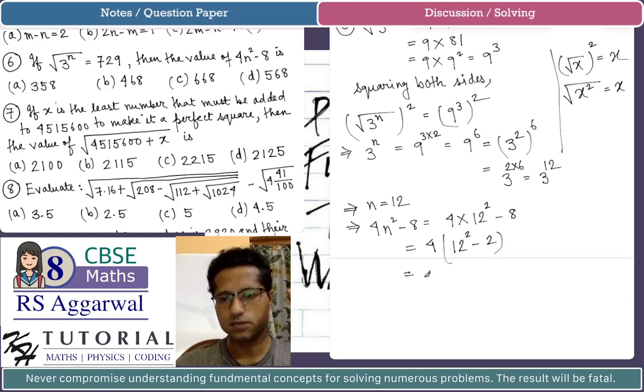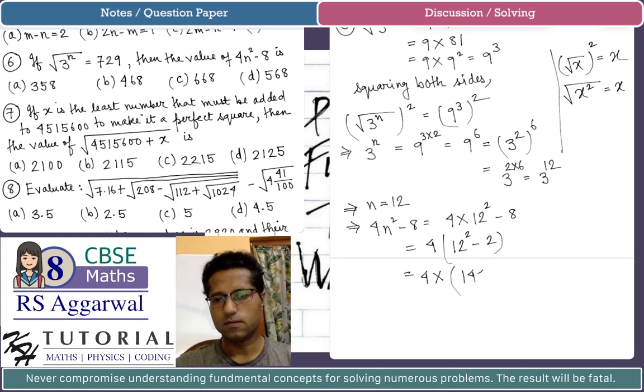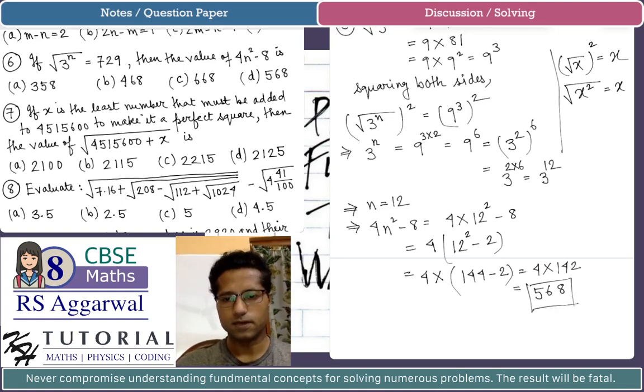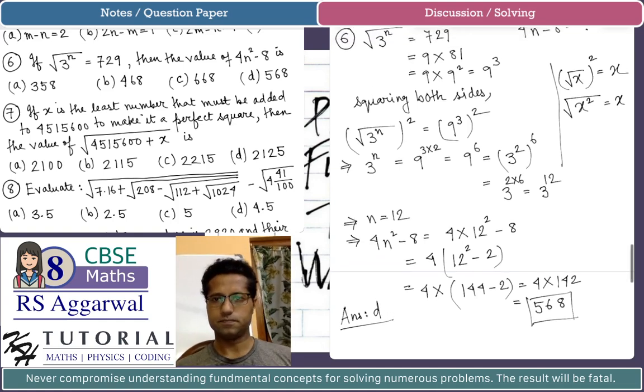So what is this now? 4 multiplied by 12 square is 144 minus 2. So this is 4 multiplied by 142. This is 8, 16 and 568. So 568 is the value of 4n square minus 8. So the correct choice is D.